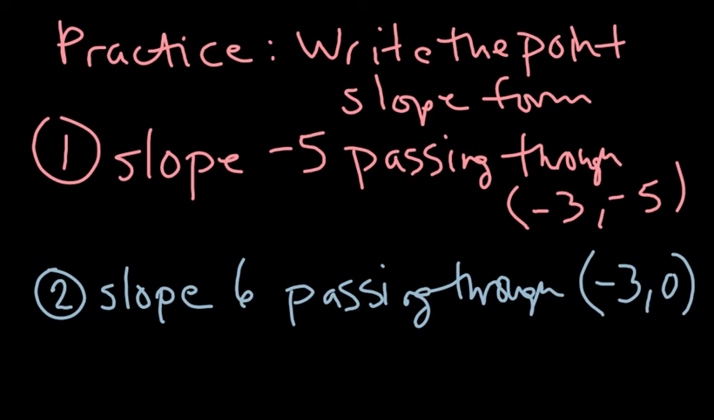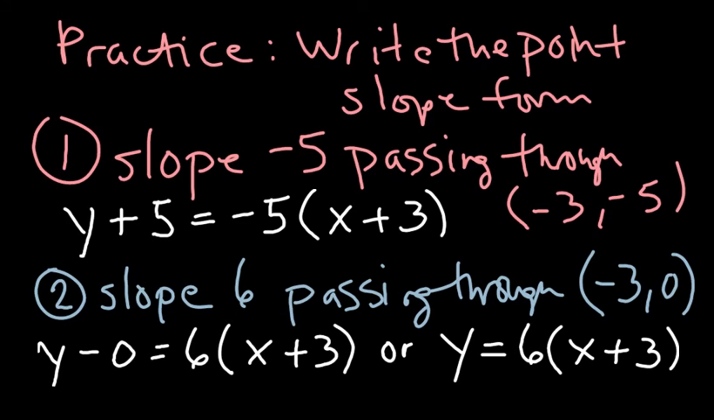Okay, go ahead and practice these two. Write the point-slope form. Put in the parts and write the equation. When you get done, turn it back on so you can see if you got it right. Okay, here's your answers. Here's the first one.